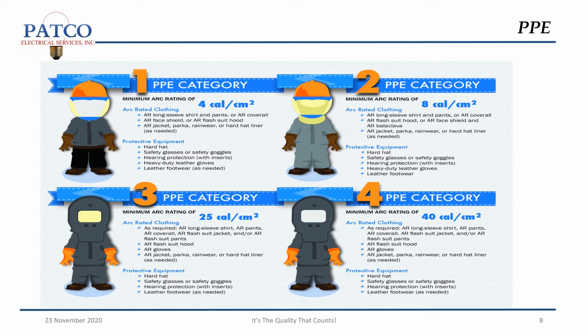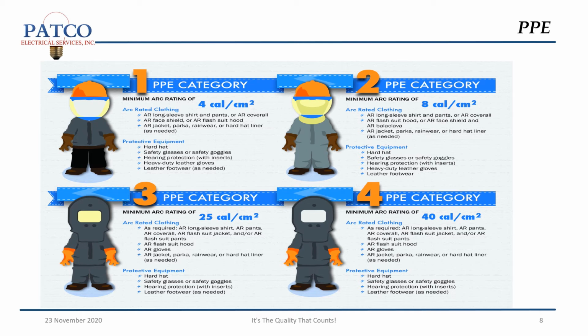Category 3, minimum arc rating of 25 cal per centimeter squared. In your arc rated clothing, as required: long sleeve shirt, pants, coverall, flash suit jacket and/or flash suit pants, all arc rated. Flash suit hood, arc rated gloves, and then jacket, parka, rainwear, hard hat liner is needed. Protective equipment: hard hat and safety glasses, hearing protection, leather footwear.